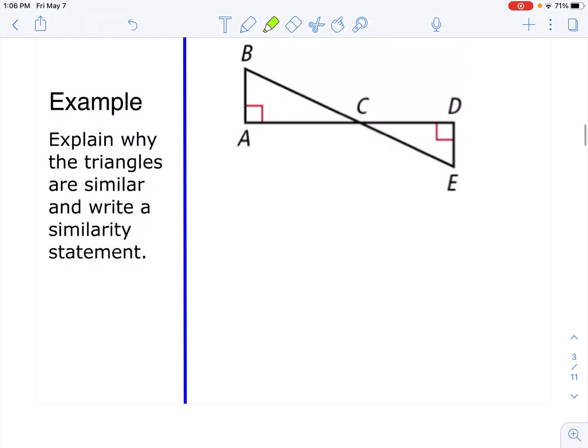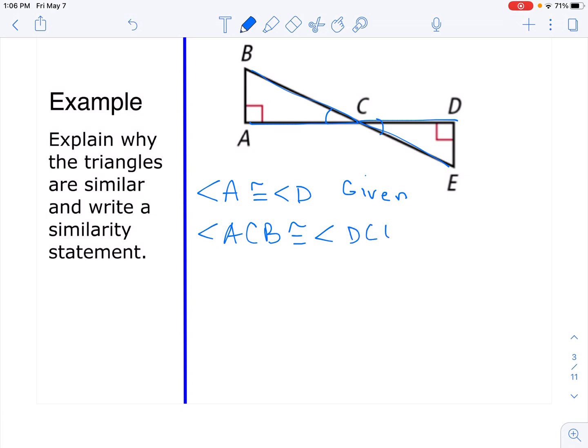This one says, explain why the triangles are similar and write a triangle similarity statement. I recognize right away that angle A is congruent to angle D, and that's given in the picture. And I also can say that angle ACB is congruent to angle DCE because those are vertical angles. You might remember that from earlier this year. All vertical angles are congruent.